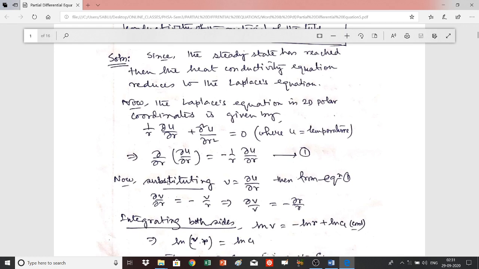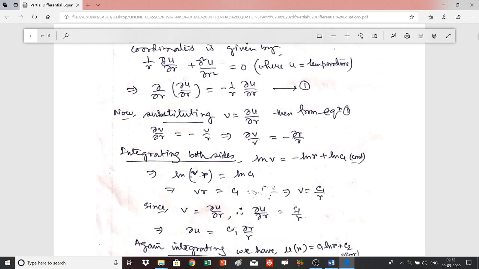Now let us consider that v is equal to del u del r. Just substitute the value of v taken in such a way that v is equal to del u del r. Then from this equation one can write, since del u del r is equal to v, del v del r is equal to minus v by r, and from here del v by v is equal to minus del r by r. Now integrating both sides, we have log v equal to minus log r plus log c1. C1 is a constant.